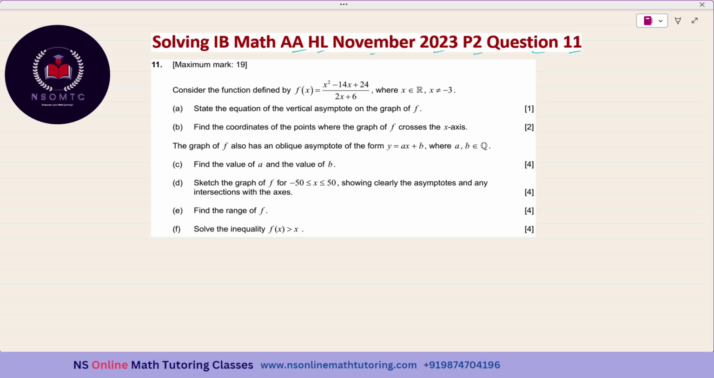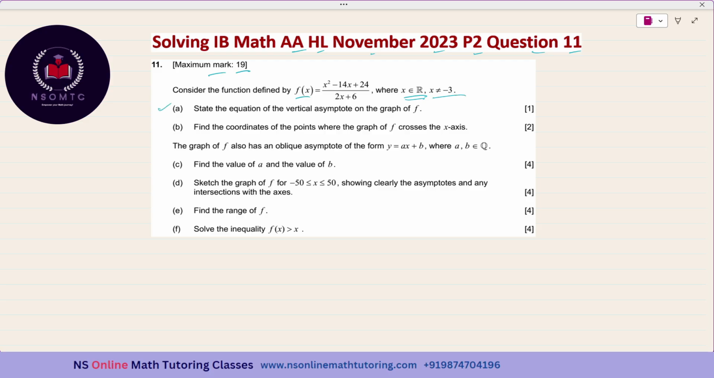So without any further delay, let us start answering question number 11. It contains a maximum of 19 marks. Consider the function defined by f of x equal to x square minus 14x plus 24 over 2x plus 6, where x is a real number and x is not equal to negative 3.